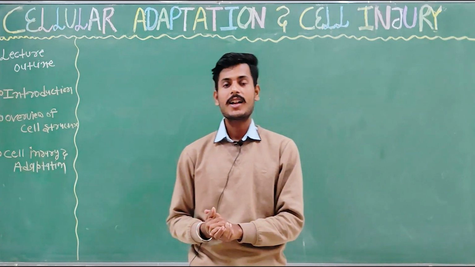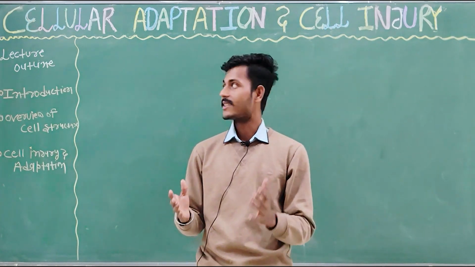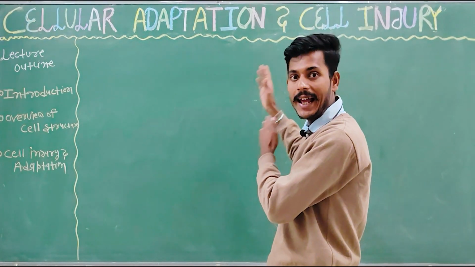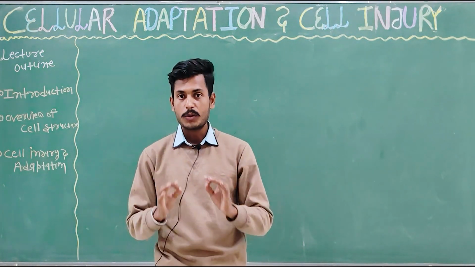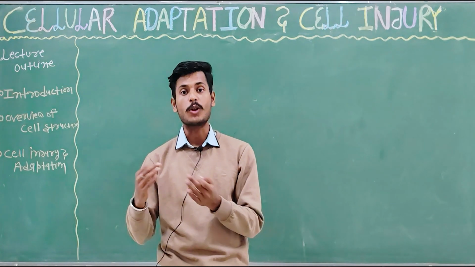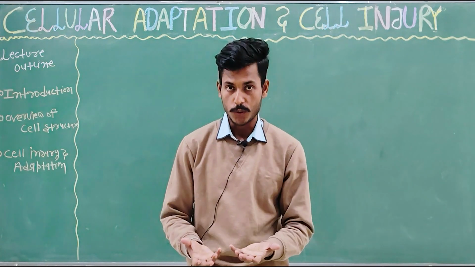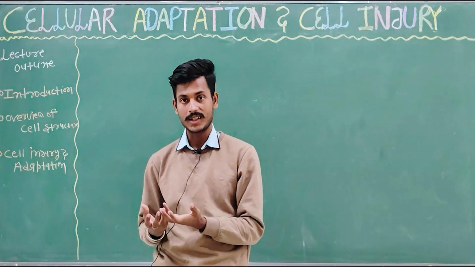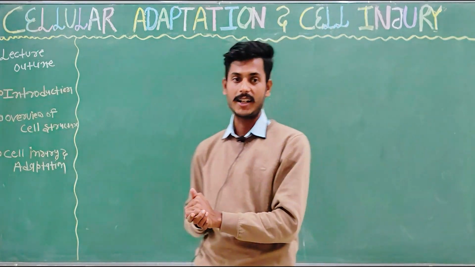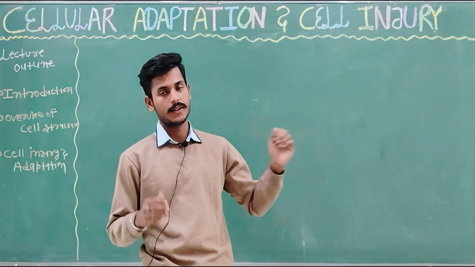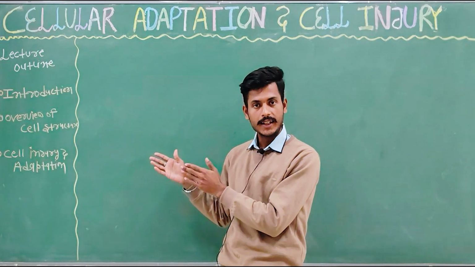Now today we are going to start a new chapter in pathology, and that is called cellular adaptation and cell injury. Whenever cells undergo abnormal stress, what happens to the cell, how the cell responds, all of that is covered under the chapter called cellular adaptation and cell injury. Got it? So here is the lecture outline of what we are going to discuss in this lecture.